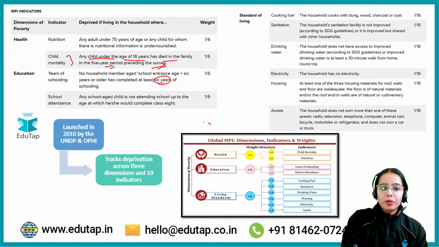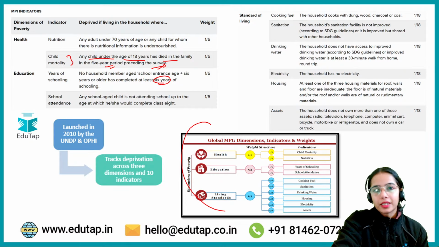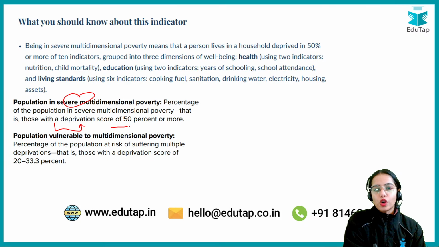Okay, and in the Global Multidimensional Poverty Index, there are 10 indicators, not 12. There are only 10 indicators, not 12. So population in severe multidimensional poverty, that is those with a deprivation score of 50% or more.